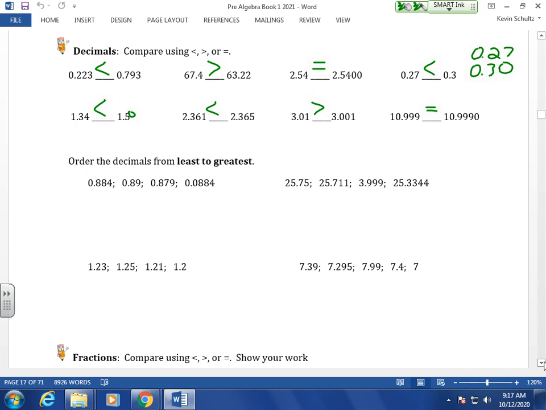The bottom section here, ordering these from least to greatest. First is going to be 0.0884, followed by 0.879, followed by 0.884, and finally 0.89.